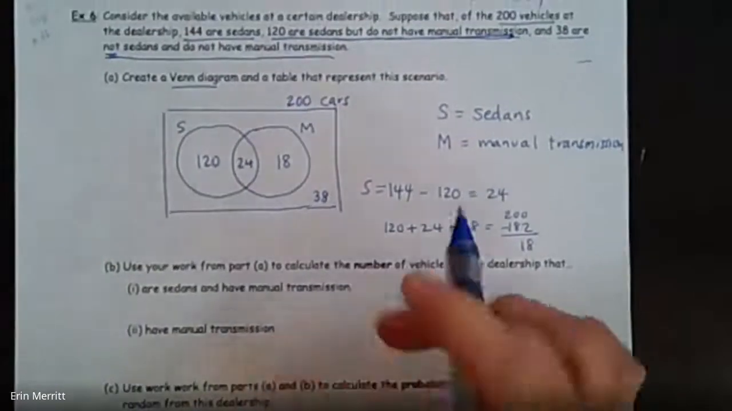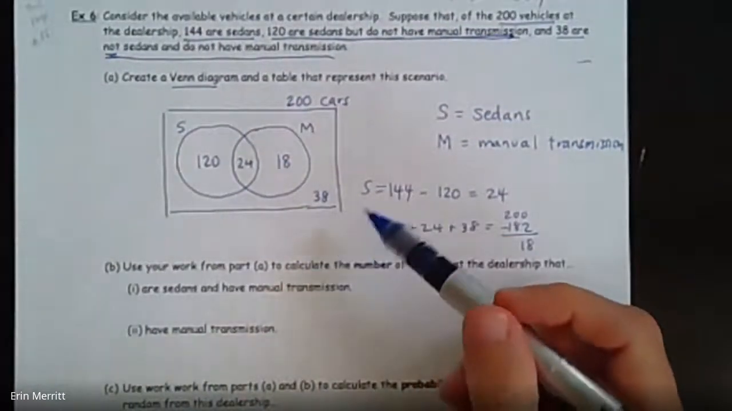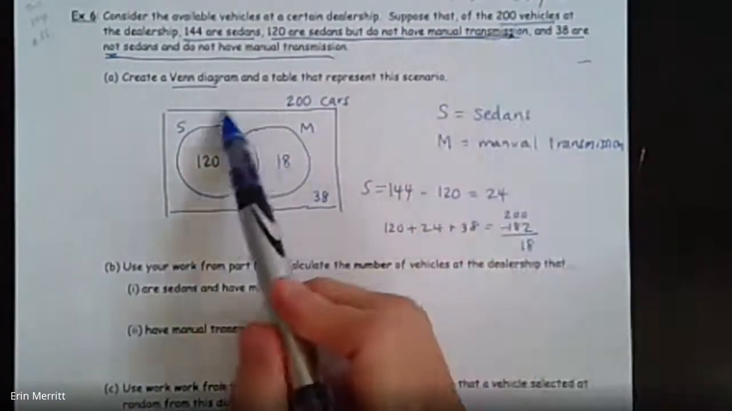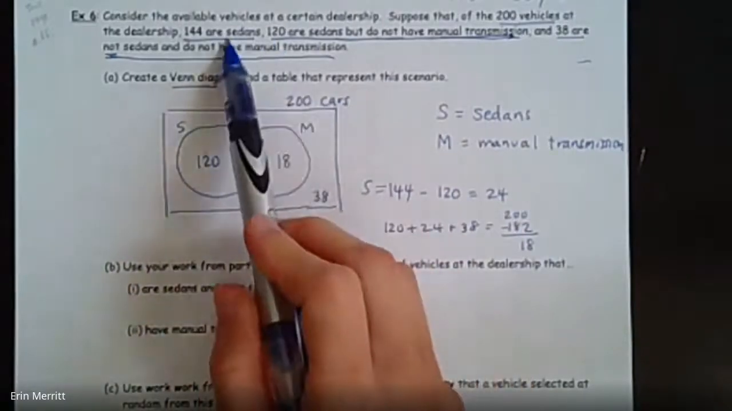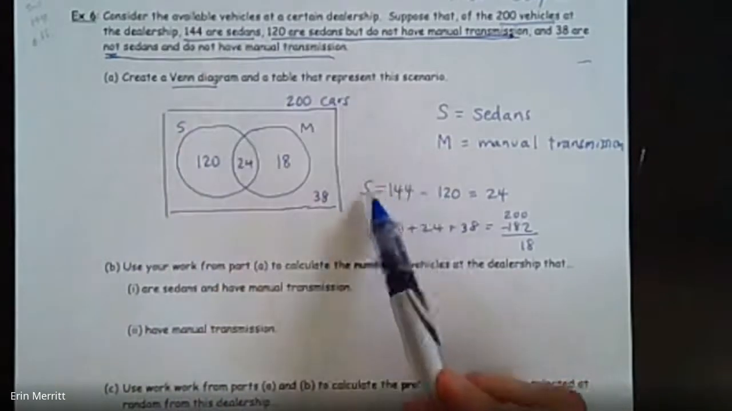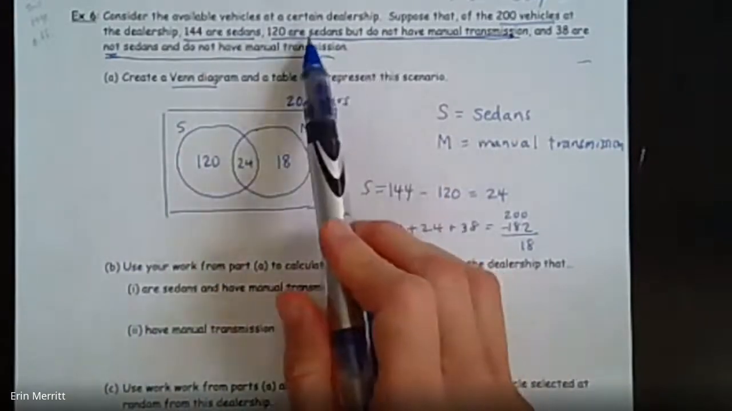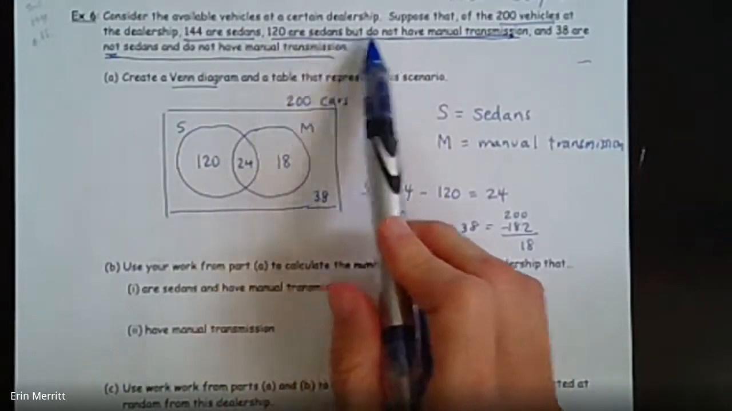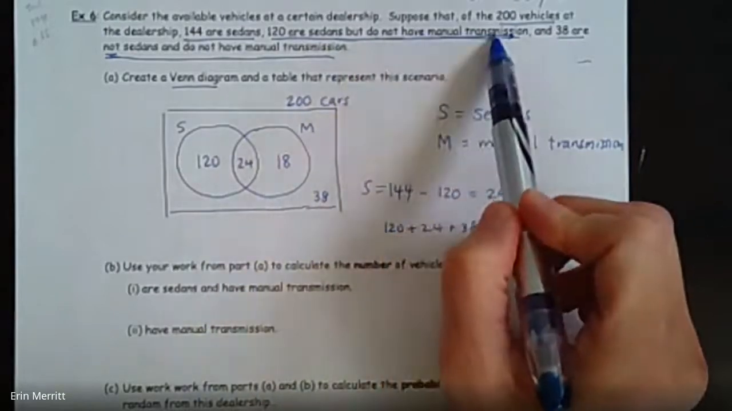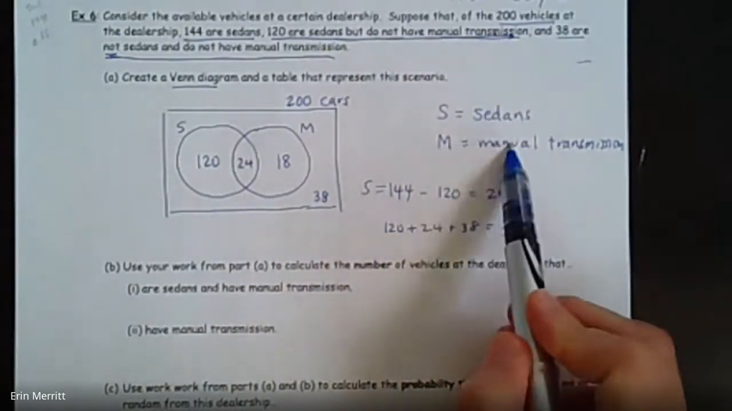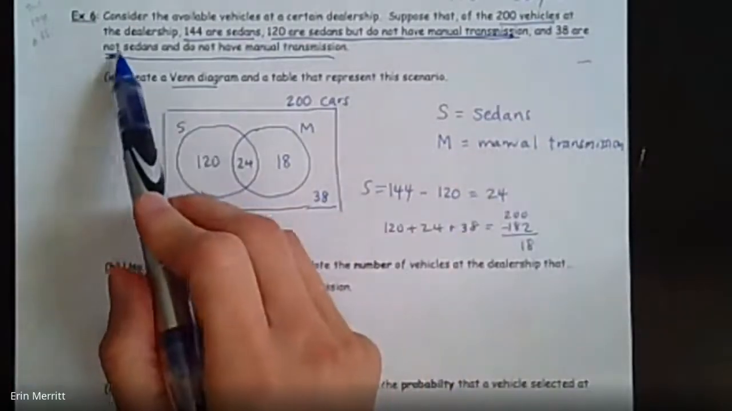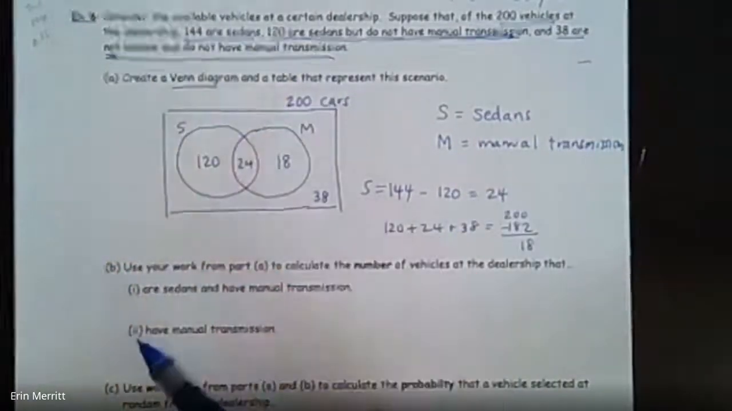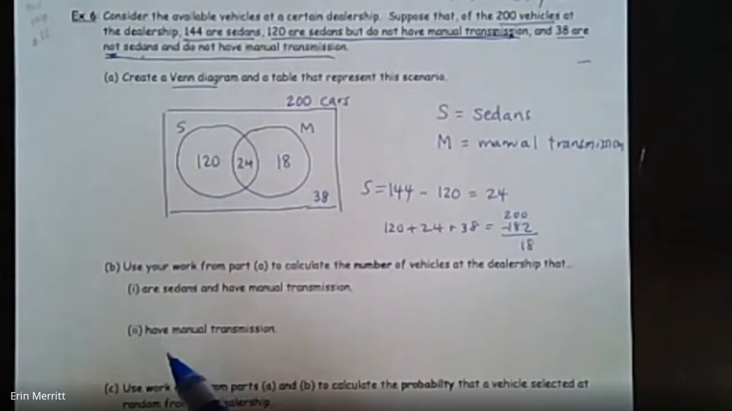All right, so this last problem, you can see I've set it up here. There's 200 total cars. So for the Venn diagram, 200 goes at the top. There's 144 that are sedans, so that's my S over here for sedans. 120 are sedans, but do not have manual transmission. So I let M be the manual transmission. Right. And then there's the 38 that are not sedans and do not have manual transmission. Reading is key.